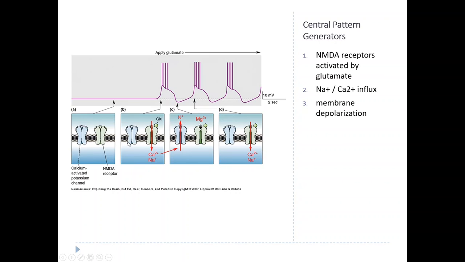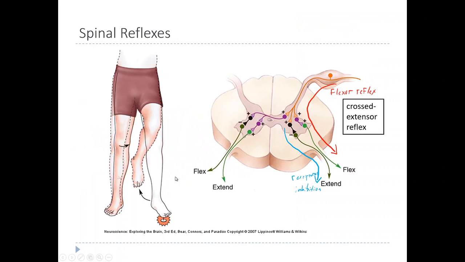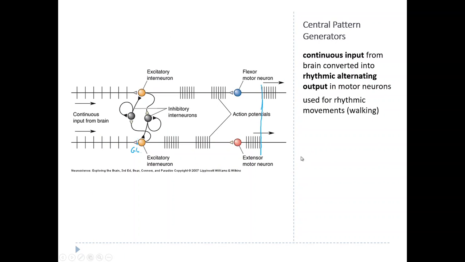So again, the depolarization caused by the sodium influx causes the action potentials, and that in turn creates the output from this neuron, which then gets turned into rhythmic activity of the motor neuron.